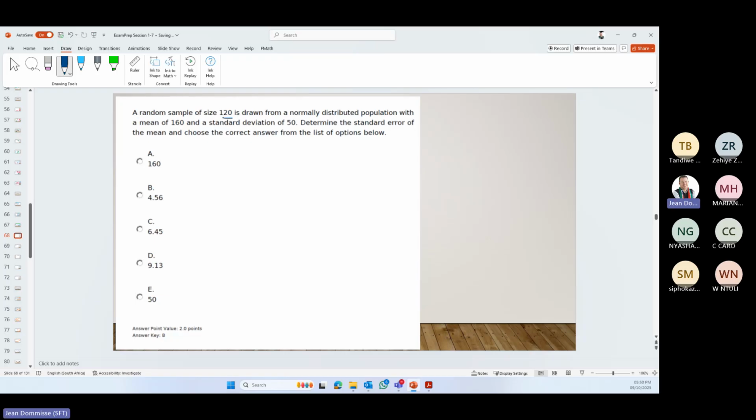A random sample of 120 is drawn from a normally distributed population with a mean of 160 and standard deviation of 50. Again, determine the standard error. We go straight to that. We don't even need to go elsewhere. Standard deviation is 50, and we work with the square root of the sample, and the sample is 120.